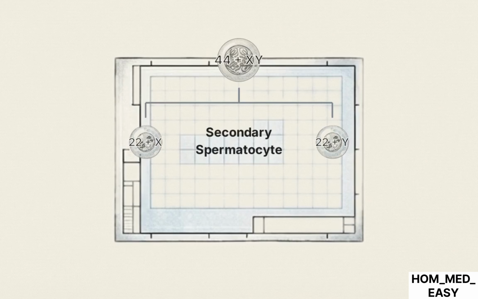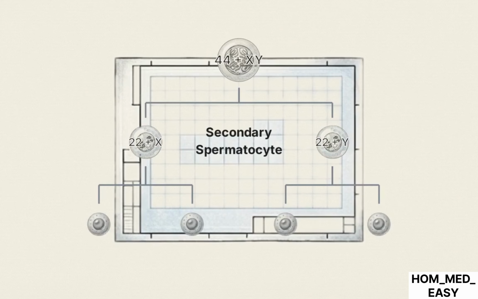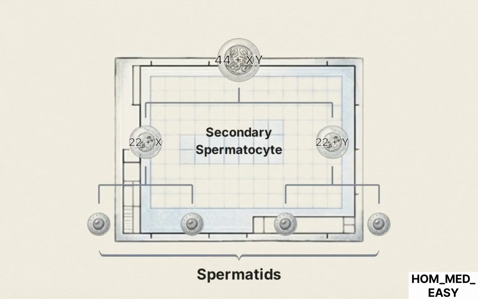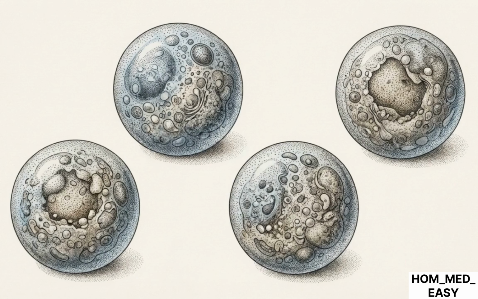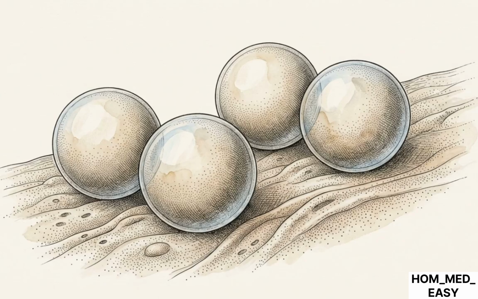Next is the second meiotic division. Draw 2 more branches extending down from each secondary cell, giving you 4 new circles at the bottom. Name this row spermatids. Their final haploid genetic payloads are 22X, 22X, 22Y, and 22Y. Right now, these newly formed spermatids are just round, basic cells. They are completely non-motile. The genetic division is done, but without a radical physical redesign, these cells are functionally trapped.